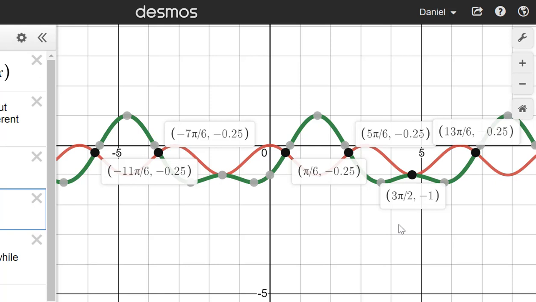So anyway, that's how you determine where the values are the same for two trig equations. Put one in on the left, the other one in on the right, and see where the graphs intersect.